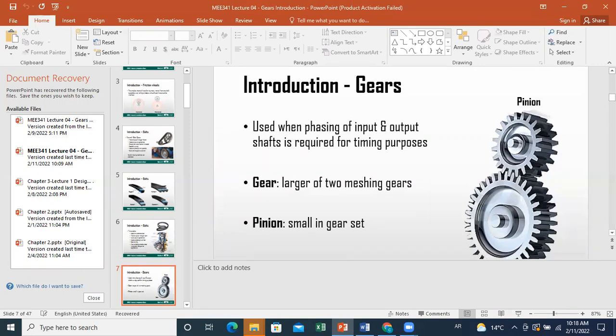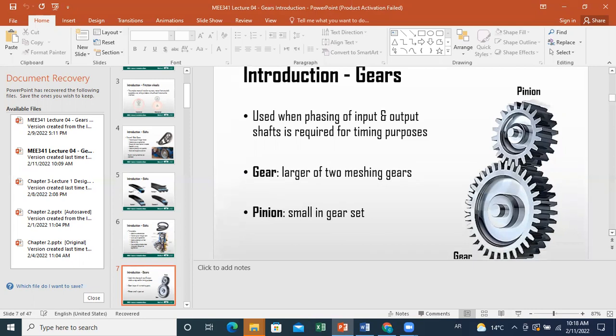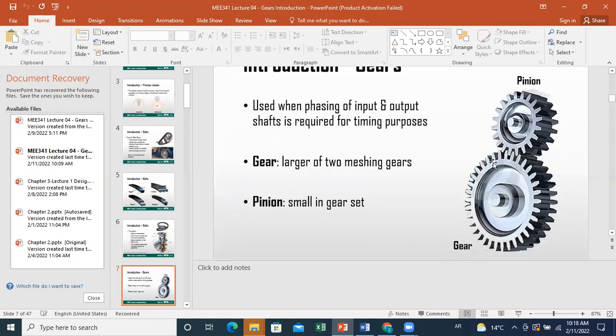For the naming of gears, we just say gear. When we say gear and pinion, gear represents the larger of the two meshing gears, while pinion is the smaller one in the set. Okay, so you can just compare dimensions to detect what is your pinion and what is your gear.